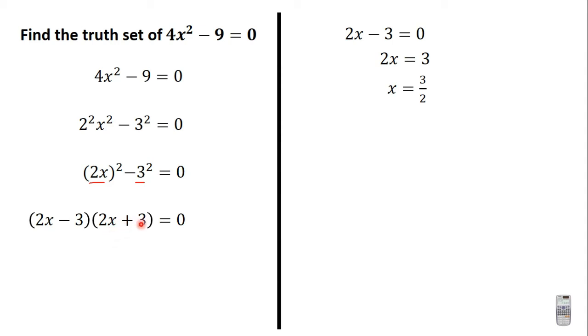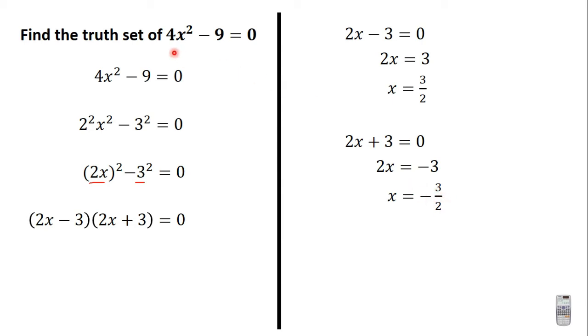Let's look at the second bracket. We have 2x plus 3. So you equate 2x plus 3 also to 0. We have 2x plus 3 is equal to 0. This will give us 2x is equal to minus 3. We divide the left hand side by 2, we divide the right hand side by 2, and x is given as minus 3 divided by 2.